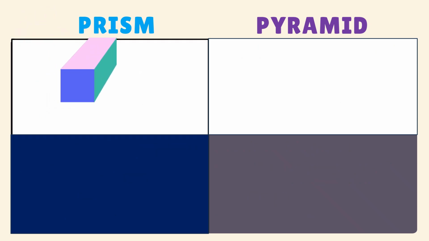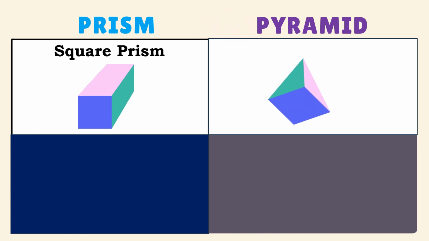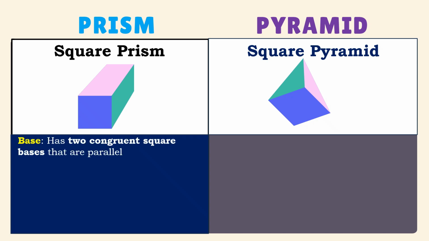Do you know what solid figure this is? Yes, this is a square prism. How about this? Alright, this is a square pyramid. Let's compare the square prism and square pyramid in terms of their base, faces, vertices, and edges. Alright, let's start first with their base. A square prism has 2 congruent square bases that are parallel, while a square pyramid has only one square base.